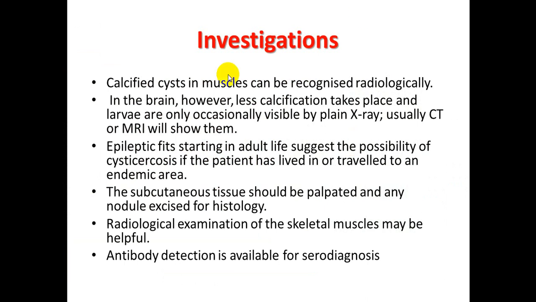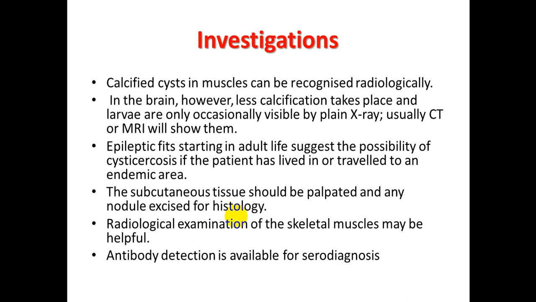Investigation: a calcified cyst in the muscle can be recognized radiologically, so it is very easy to diagnose by simple X-ray. In the brain, however, less calcification takes place, and larvae are only occasionally visible on brain X-ray; usually we need CT or MRI. An epileptic fit starting in adult life suggests the possibility of cysticercosis if the patient has lived in or travelled to an endemic area. Subcutaneous tissue should be palpated and any nodule excised for histopathology. It is easy to remove and send for histopathology because it is subcutaneous.